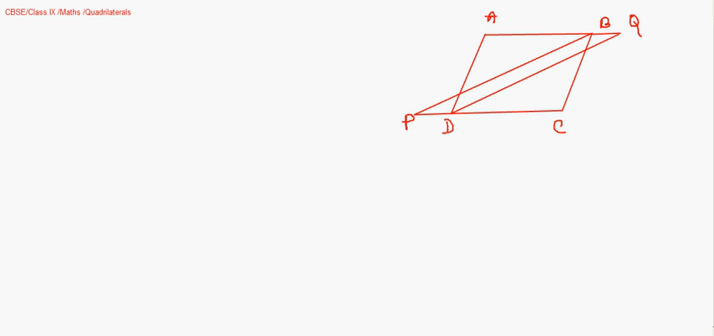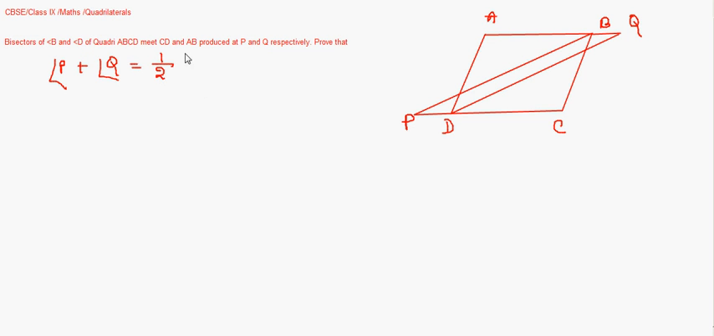It says in this figure, bisectors of angle B and angle D of quadrilateral ABCD meet CD and AB produced at P and Q respectively. We have to prove angle P plus angle Q is equal to half of angle ABC and angle ADC.